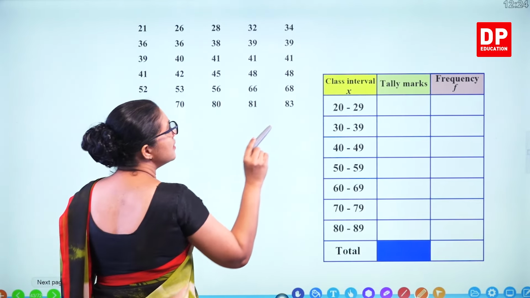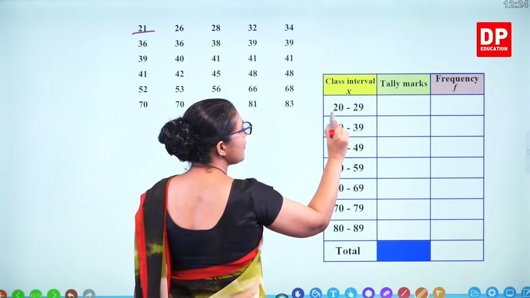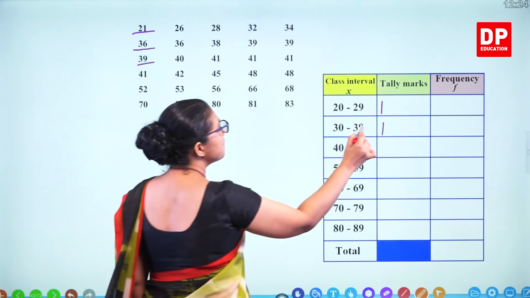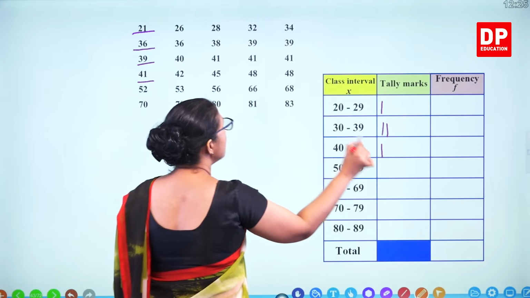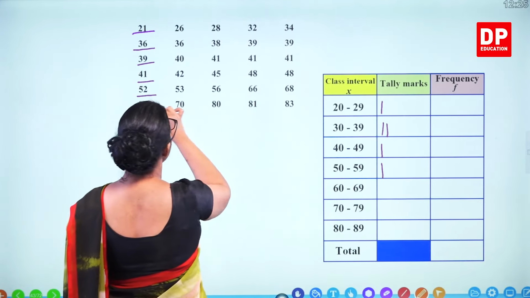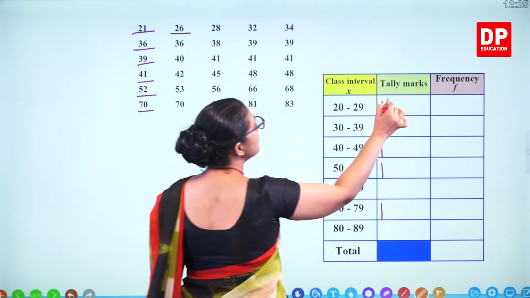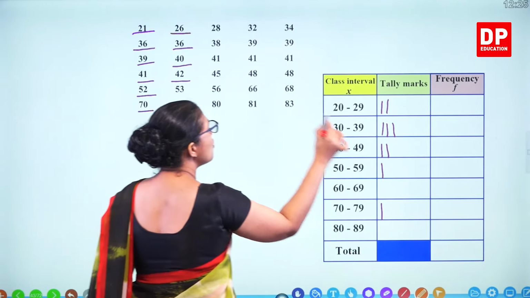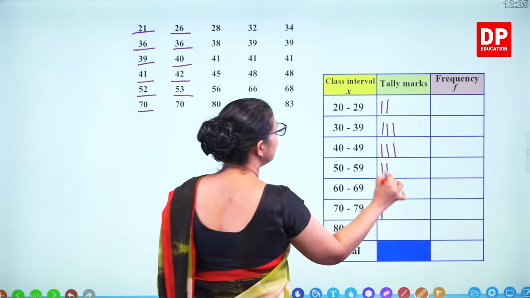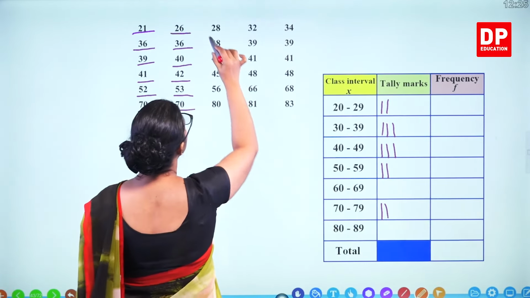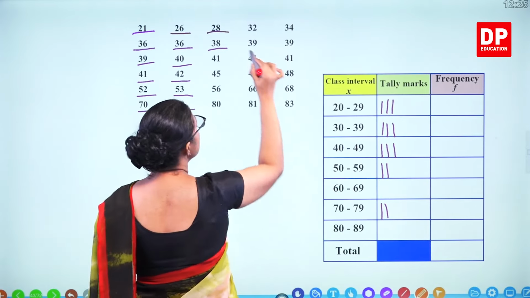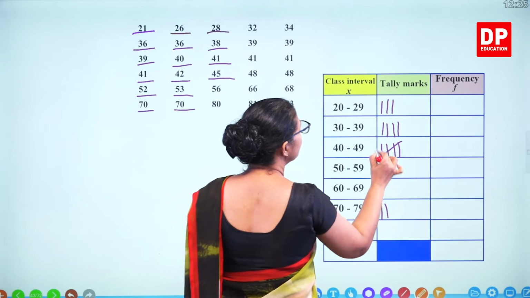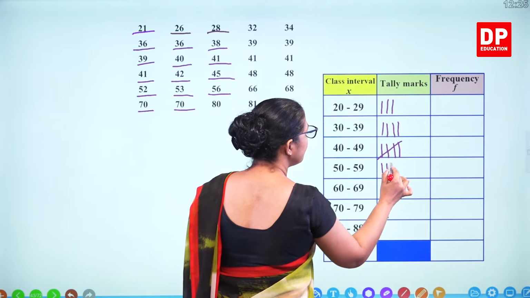Now we'll mark the tally table. 21. 21 is here, so put a tally mark. 36 here. 39 this way. 41 here. 52. 70. 26. 36. 40. 42. 53. 70. 28. 38. 41. 45. 56.